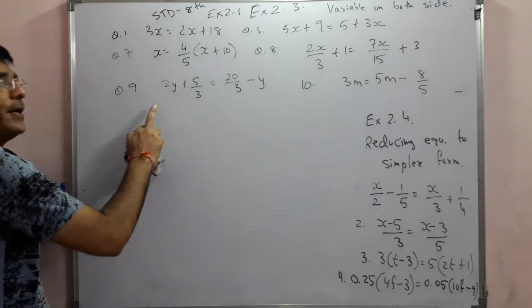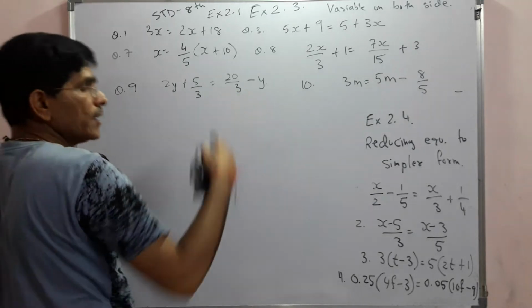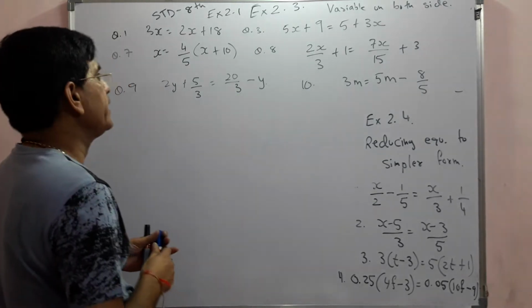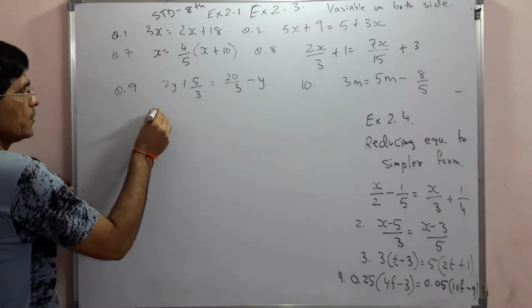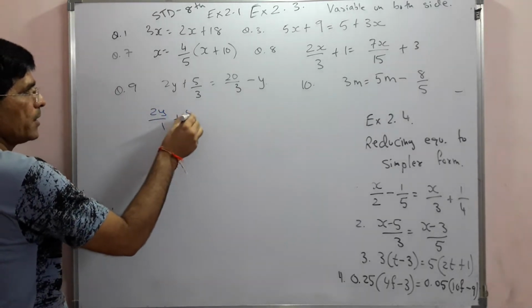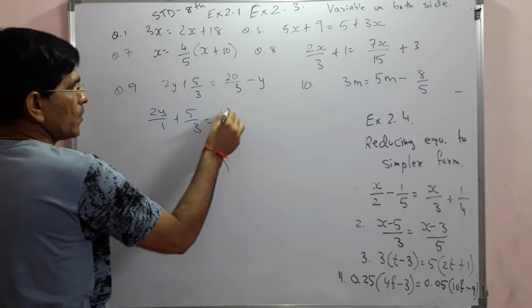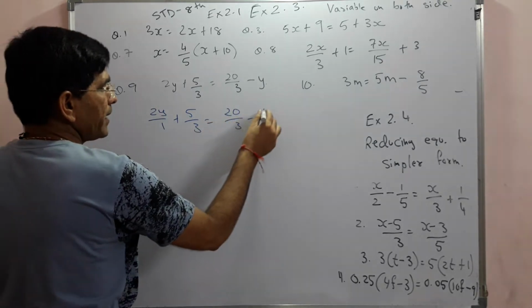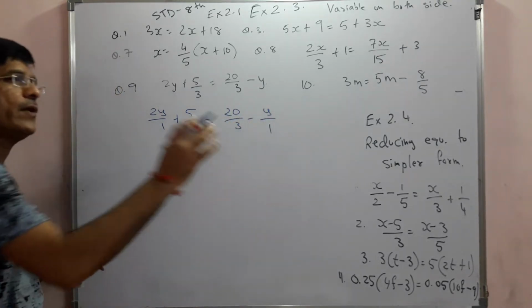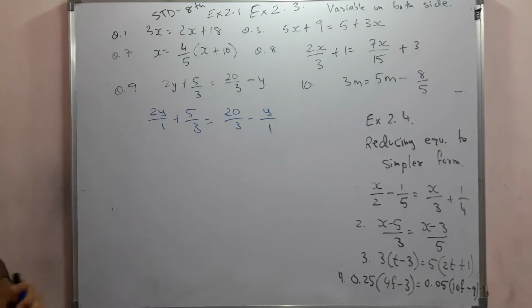Now again, how many terms do we have to see? That is 1, 2, 3 and 4. So every time, what we have to write in the denominator, we have to write 1. So 2y by 1 plus 5 by 3 is equal to 20 by 3 minus y by 1. Now LCM is 3 and each term is multiplied by 3.